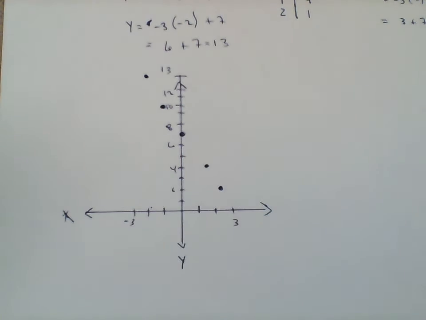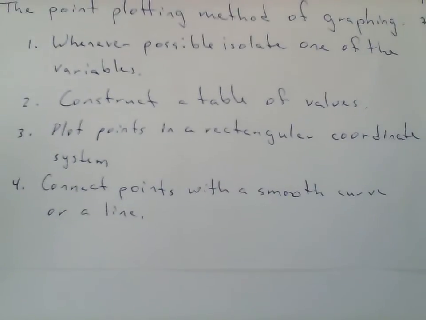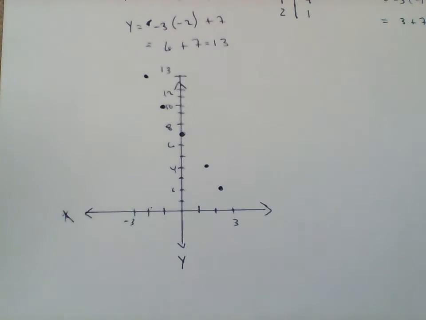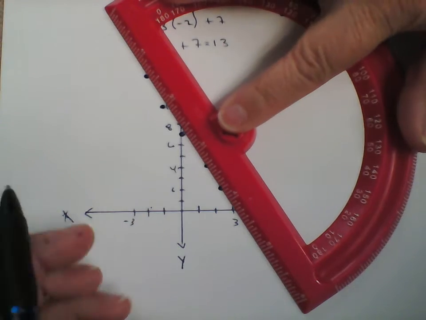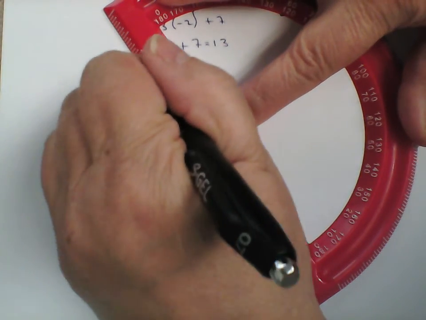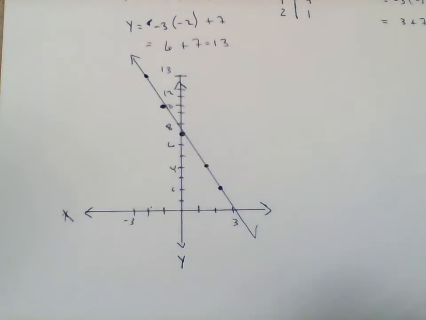So that's plot the points. That was number 3 on our list of things to do. And the last thing on our list of things to do is to connect the points with a smooth curve or a line. Well, this is a straight line. Anything that doesn't have power to it greater than 1, we're going to be dealing with is a straight line. Now, my points are actually pretty good. I'm fairly impressed with me right there. And so that there is the graph of the equation 3x plus y equals 7. And that's how we use plotting points to sketch the graph of an equation.